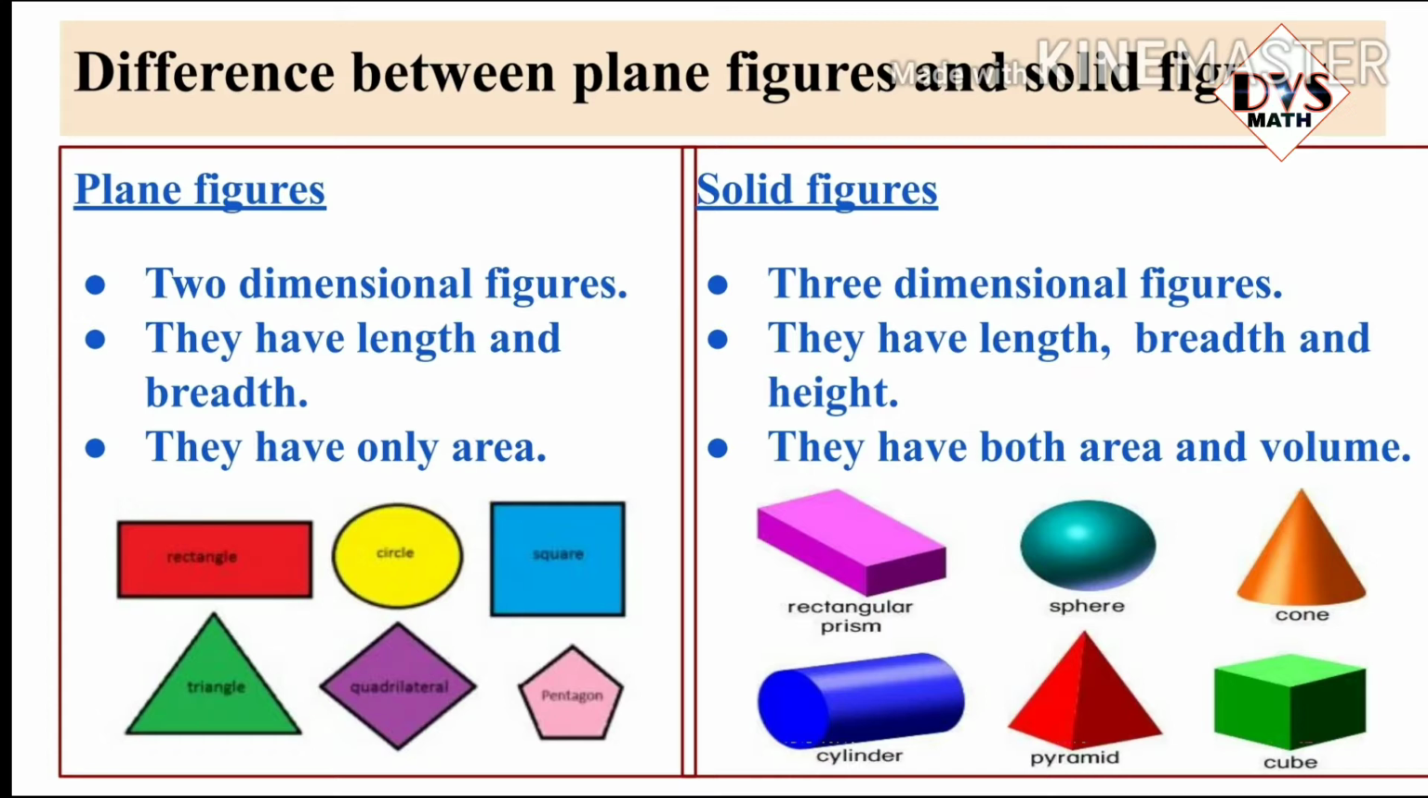Examples for plane figures: rectangle, circle, square, triangle, quadrilateral, pentagon, etc. Solid figures: sphere, cone, cylinder, hemisphere, etc. Now let us discuss solid figures one by one.